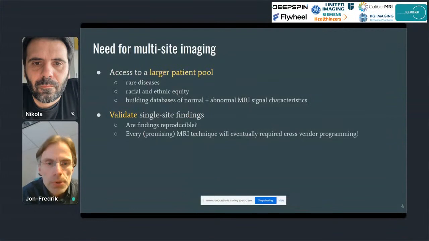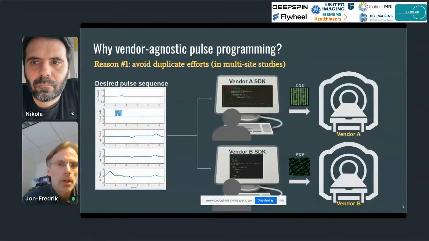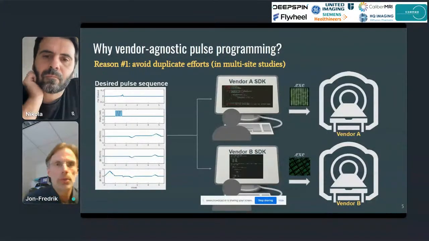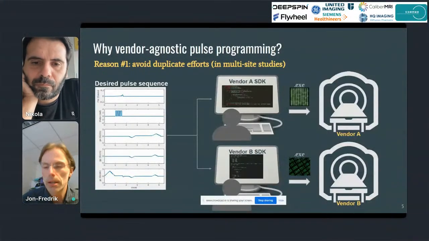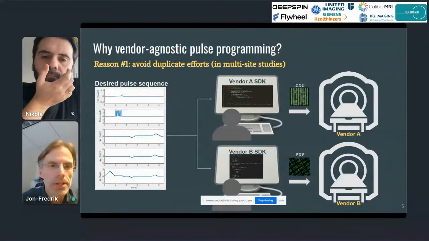Can they be reproduced on the site and by others? And so in some sense, every MRI technique may eventually require cross-vendor programming. So I hope that this motivates this a little bit. And so suppose you want to do multi-site. Why do you want to do the programming in a vendor-agnostic way? I think there are 4 good reasons that I could think of.